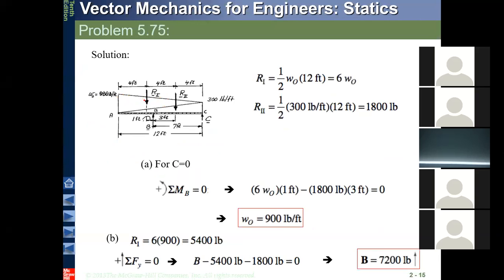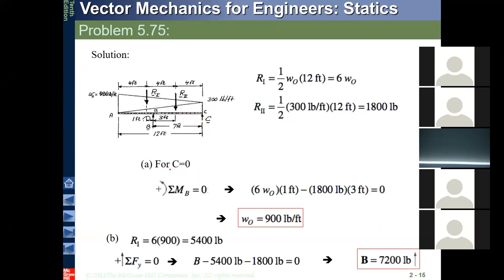For the top triangle, we note it as R1, and the area of the triangle, which is actually here the total force, would be 1/2 W naught times 12 foot, the height of the triangle. And for the second triangle, you have 300 pound per feet as the length of the base, and 12 foot is the height, and then can easily get to resultant forces.